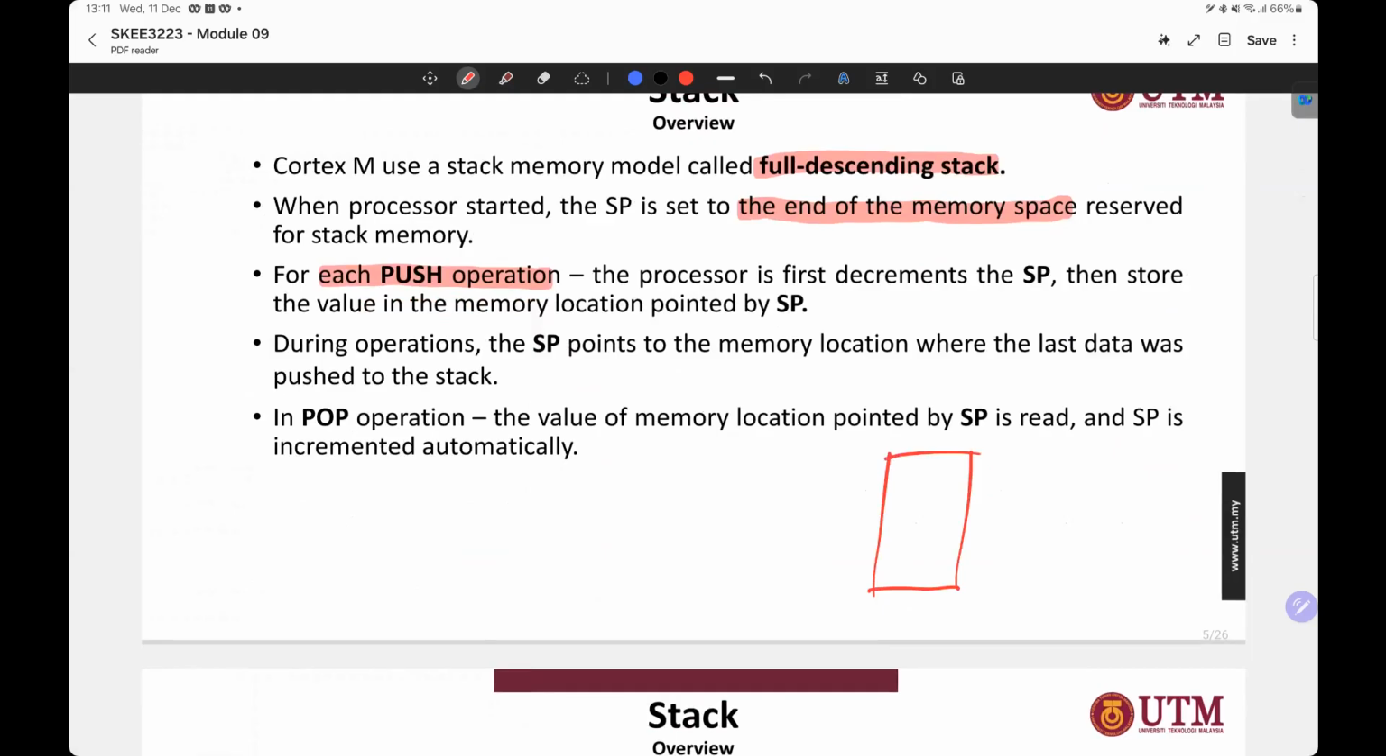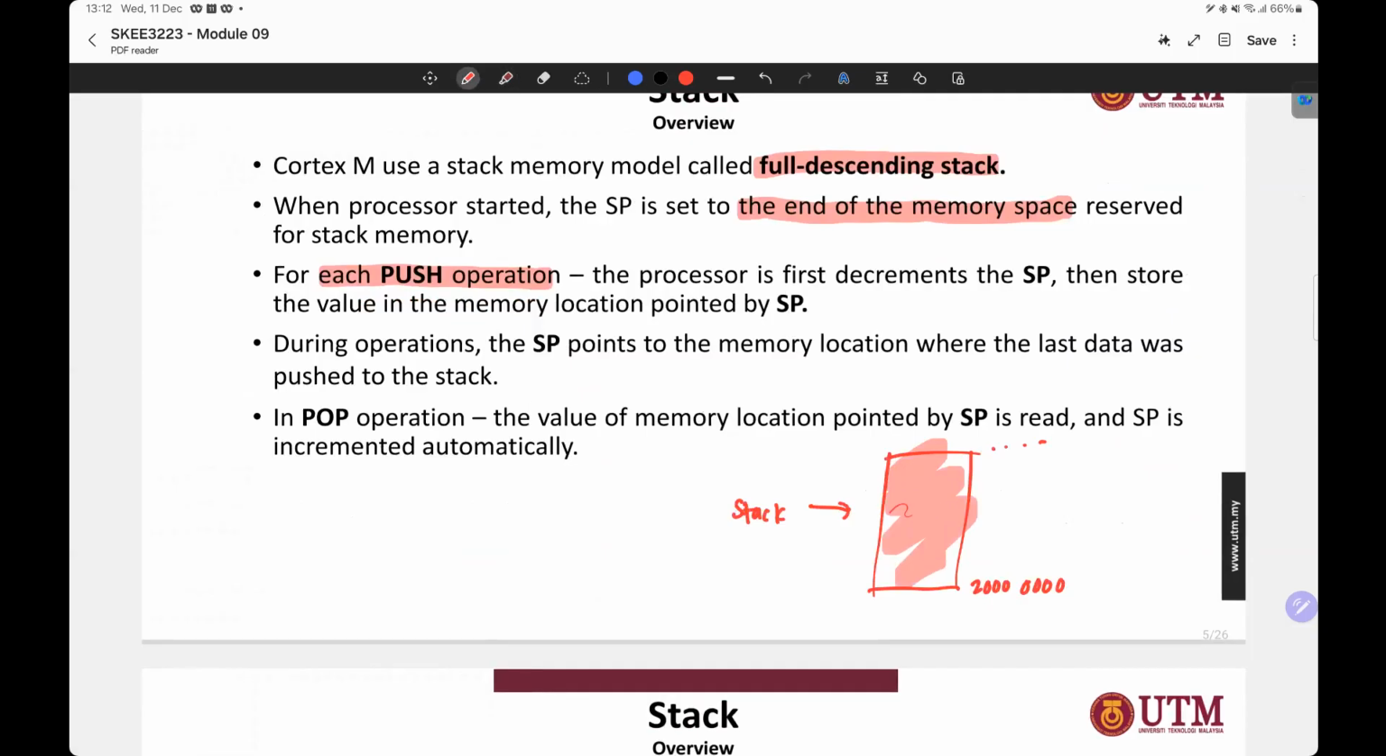Assuming that we have the RAM, this is the RAM. It starts from 2000 until and so on. And your stack can be anywhere within this RAM here. You can put it there.